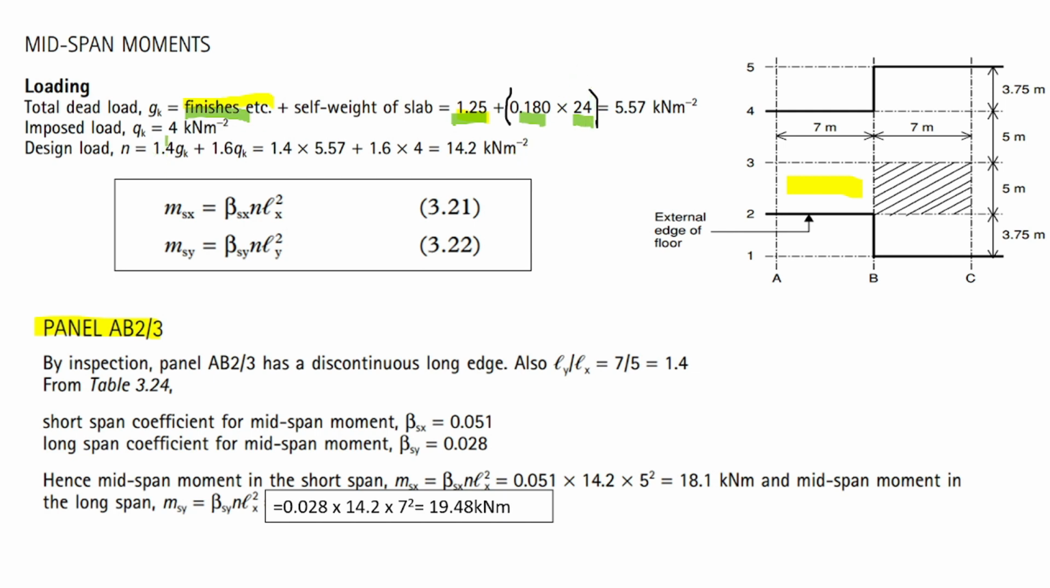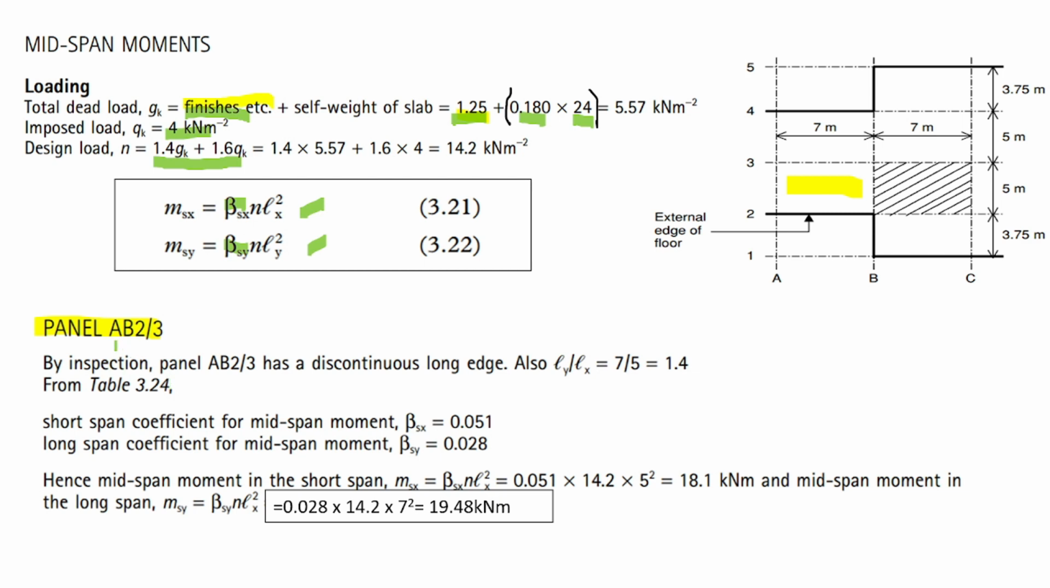Then you have the combination, the imposed load or live load, which is coming from your table, if it's bedroom, hallway, or whatsoever. And this is of course your combinations, and this is the formula for your moment. These are the coefficients that you're going to take from the table.